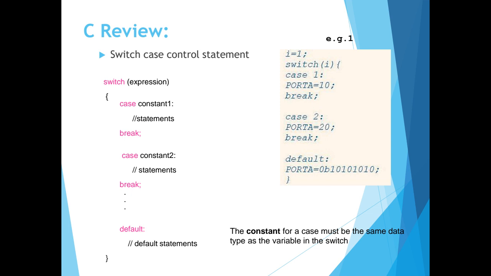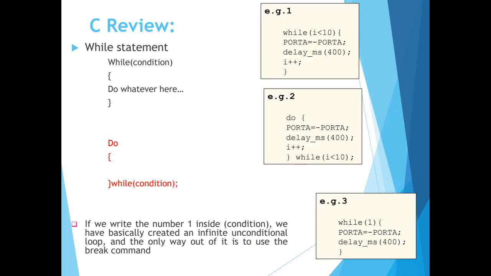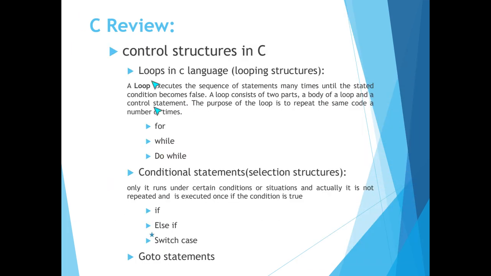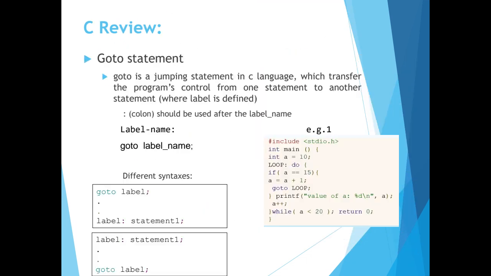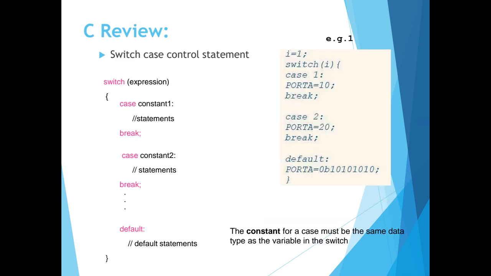There is another control statement that I talked about. We said that one of them is a looping structure. We talked about for, while, do while. We said that there is another type which is conditional statements. There are if, else if, and switch case. I want to talk about these types. Let's go to our slide. Okay.